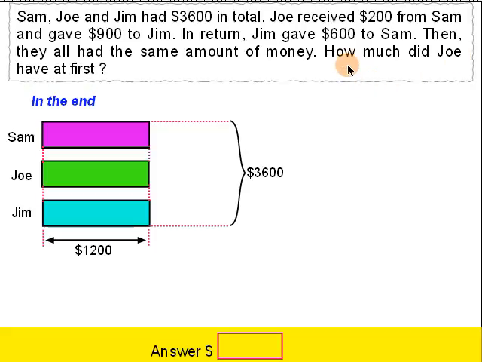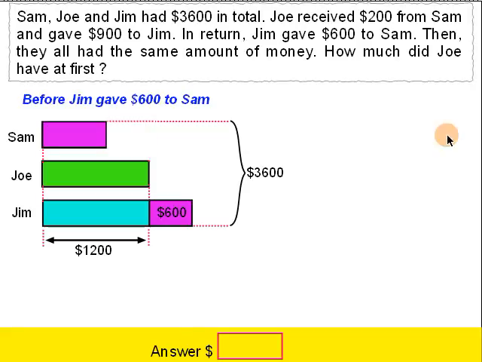Before reaching the end, what happened? Jim gave 600 to Sam. All right. Before Jim gave 600 to Sam, right? So now we have to take from Sam 600 and give it back to Jim. All right. Then we move backward to the next statement.